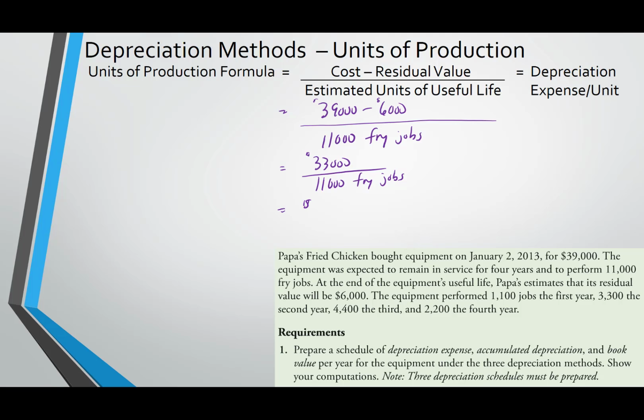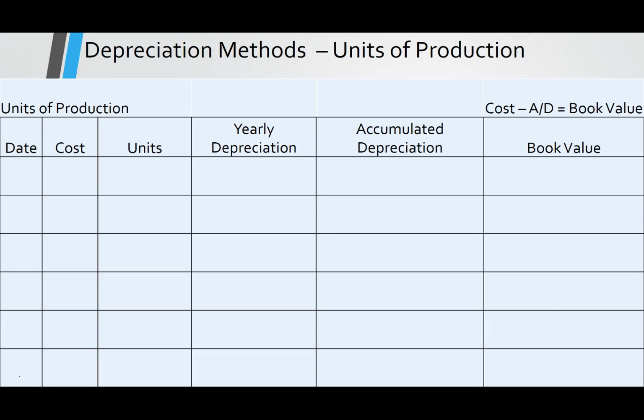So now that we have that, we need to use this data in this problem. In year 1, it's 1,100 jobs. Year 2, it would be 3,300. Year 3, 4,400, and 2,200 for the 4th year. So the schedule for this particular method is a little different because you can see that they added a units column. We will need that specifically to help us with this. We will still set it up the same way. We have year 1, year 2, year 3, and year 4. Now we know the cost still is $39,000. That won't change. Here is where we need to be attentive.